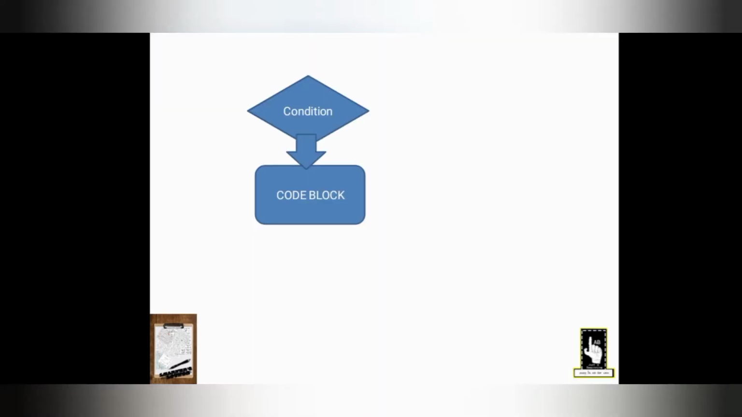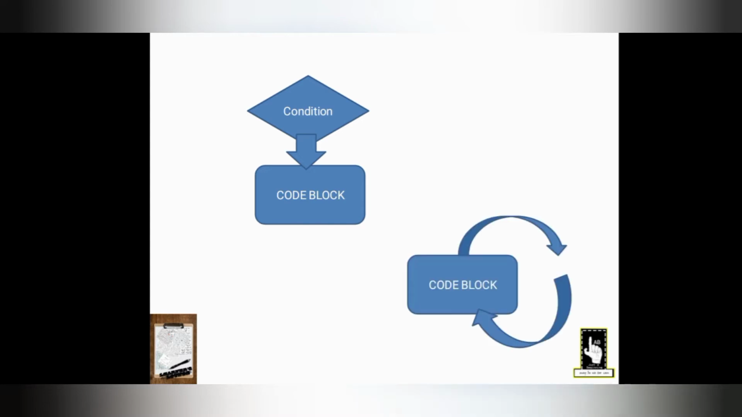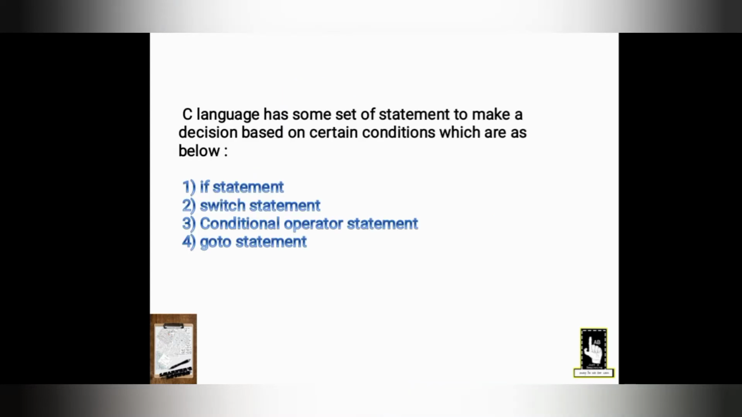We may come across certain situations to perform a certain block of code based on some condition, or repeat that block until specific criteria have been met. C language has a set of statements to make a decision based on certain conditions, which are as below: the if statement, the switch statement, the conditional operator statement and the goto statement.